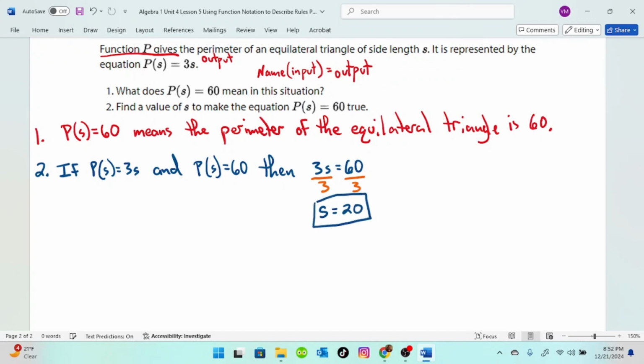So now we know that when the side length of the equilateral triangle is 20, then the perimeter of the equilateral triangle is 60.